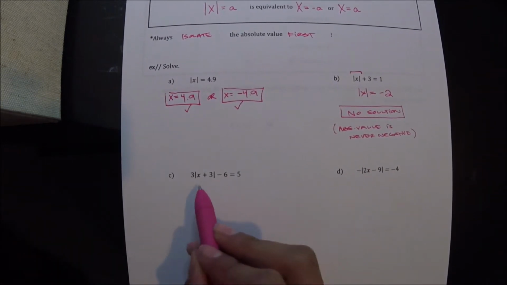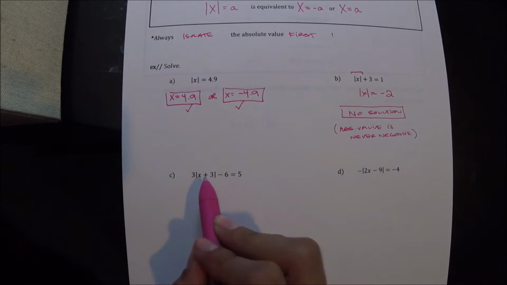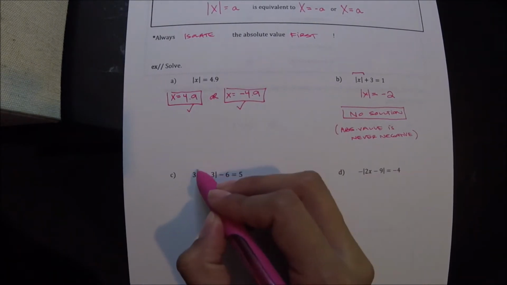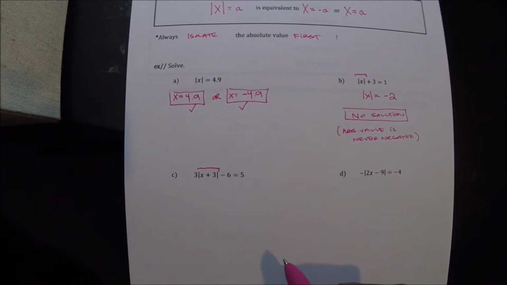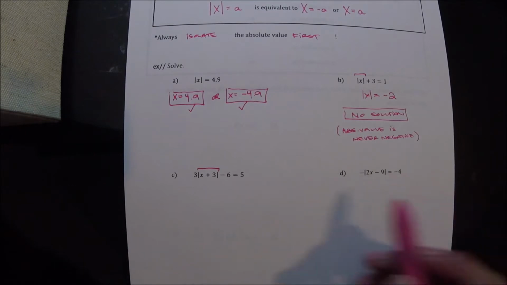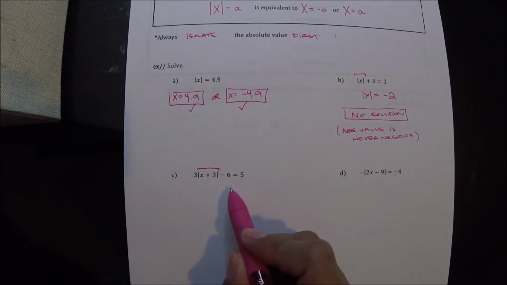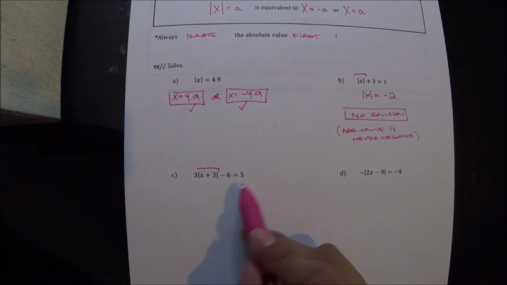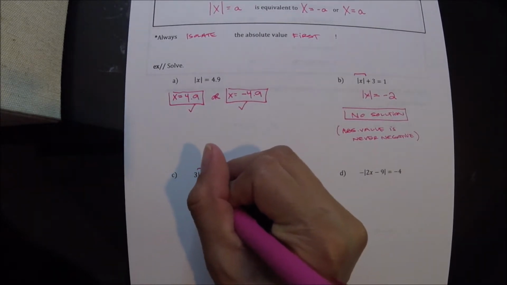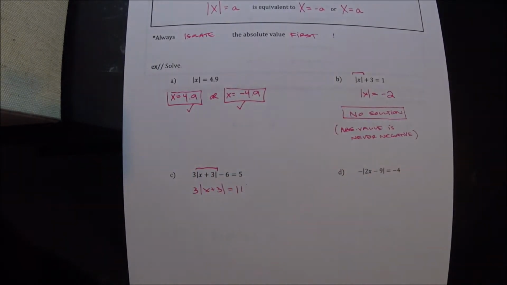Alright, again we have another one where the absolute value is not isolated, so before we begin, we've got to get that absolute value part by itself. So first thing we could do is what? Let's get rid of this minus 6 somehow. How can we get rid of a minus 6? We'd add 6 to both sides. If I add 6, I get 11. Okay, now what?